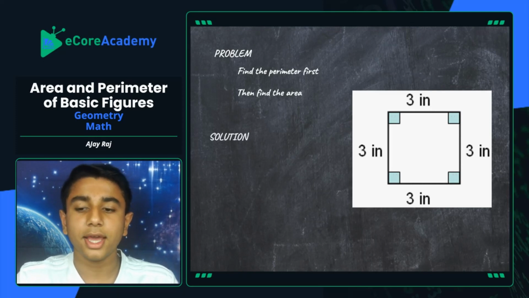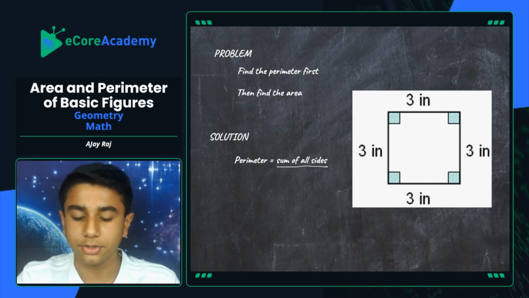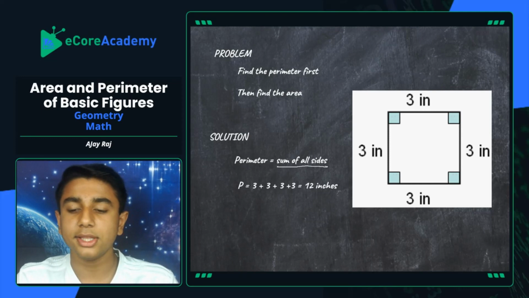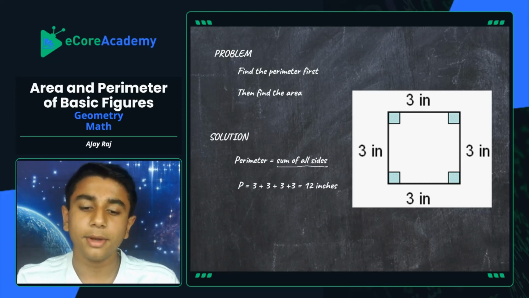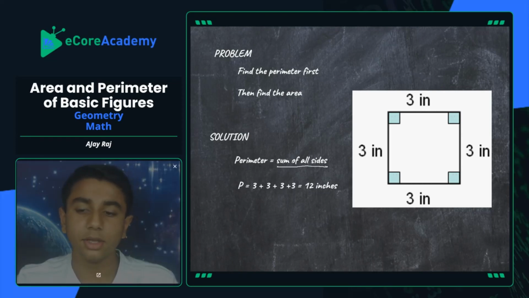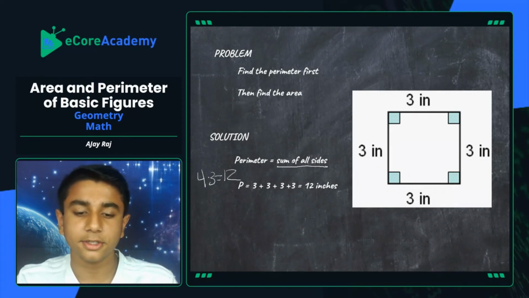The solution is, first, we're going to find the perimeter. Since we already know the perimeter equation is the sum of all sides, I'm just going to plug in all those values. The square has 4 equivalent sides of 3 inches, which can be represented by 3 plus 3 plus 3 plus 3, which equals 12 inches. But since a square automatically has 4 equivalent side lengths, you can just multiply the side length by 4. So it could be 4 times 3 equals 12. That's another way of writing it.